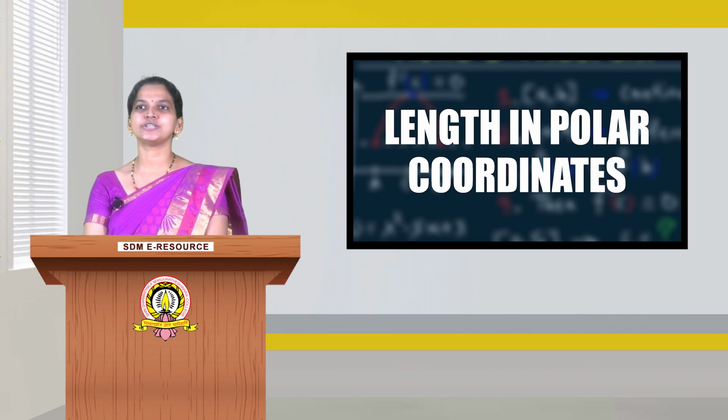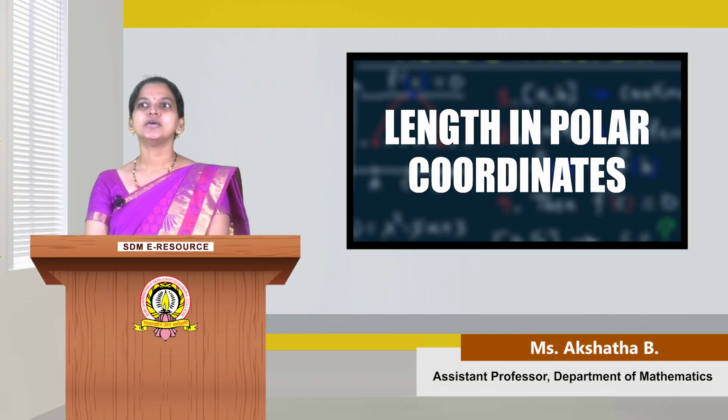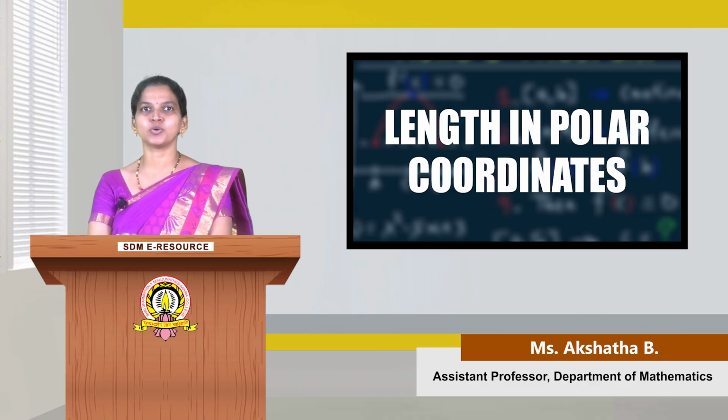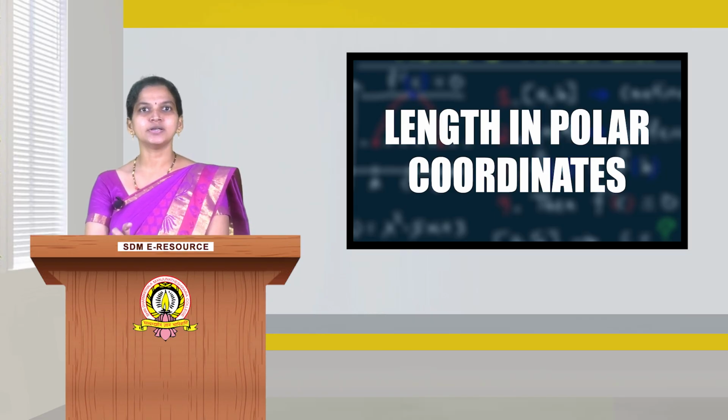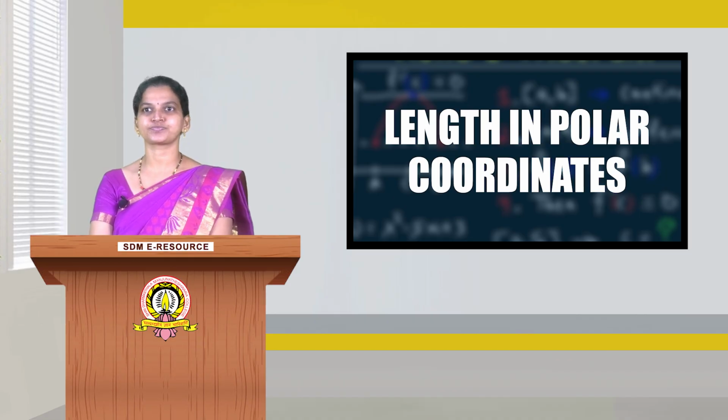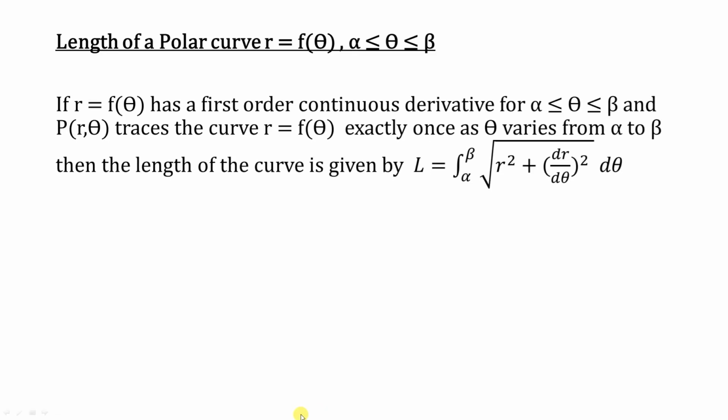Hello everyone, in this video I am going to explain how to find the length of a given curve in polar coordinates, using integration. Suppose we have a polar curve, r equals f of theta. This is the equation of the curve and it has a first order continuous derivative, and theta varies from alpha to beta, and suppose the point P of r, theta traces this curve exactly once as theta varies from alpha to beta.